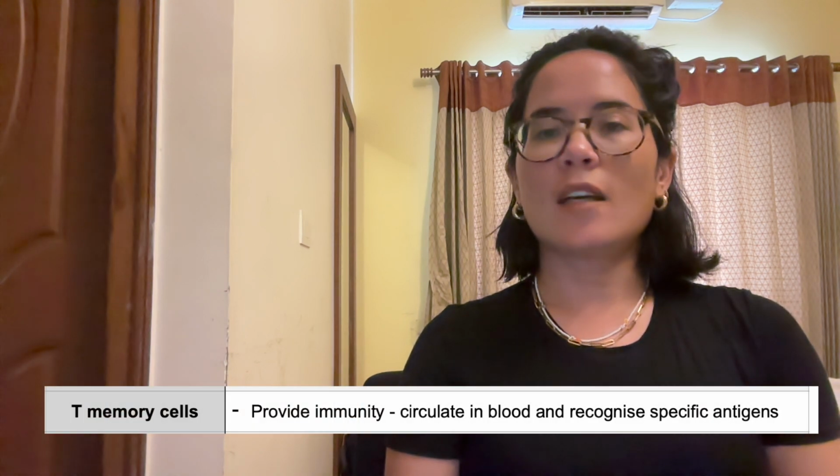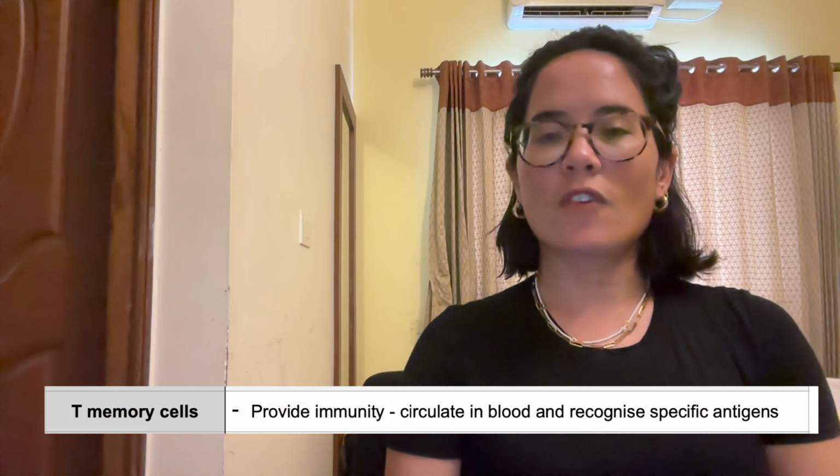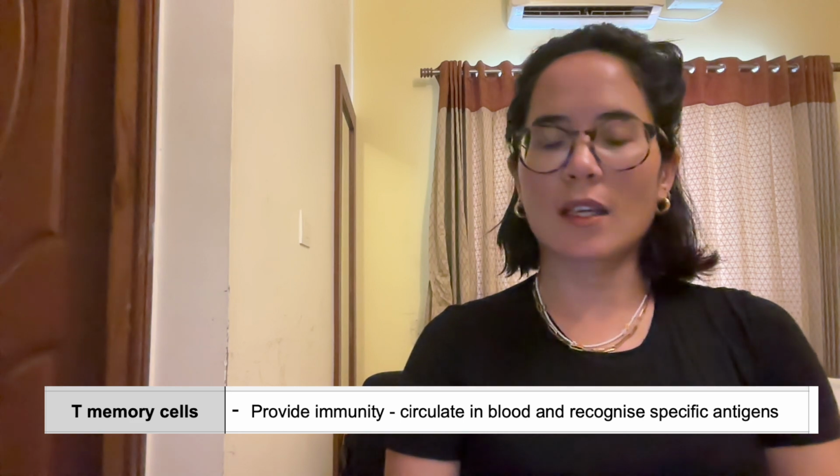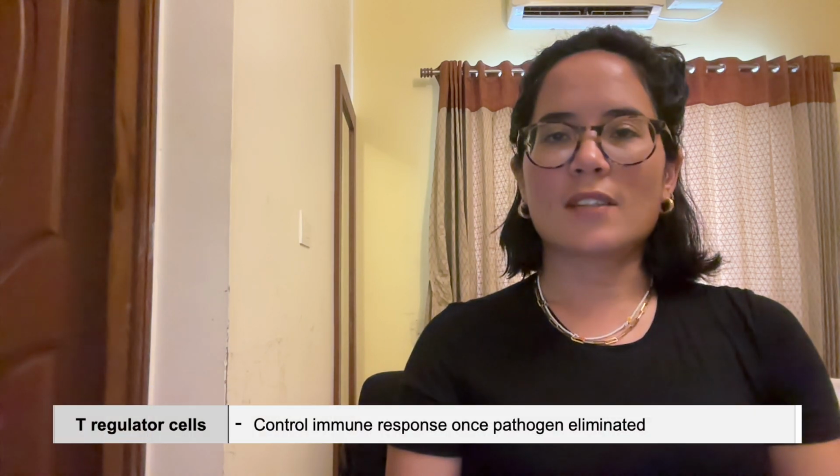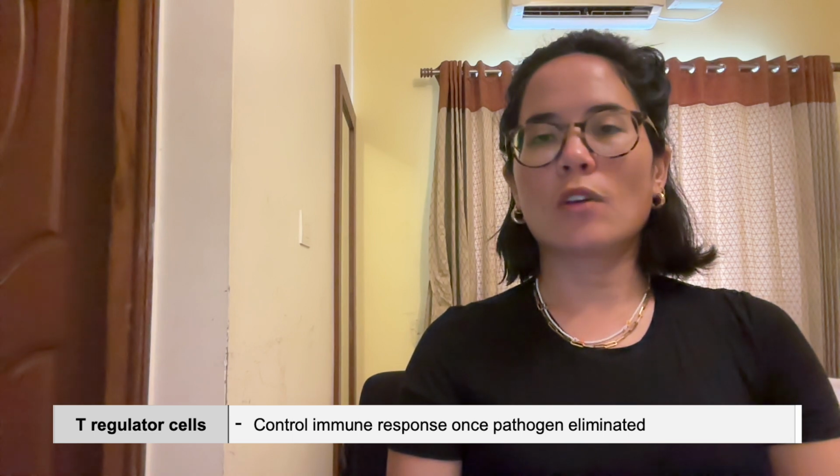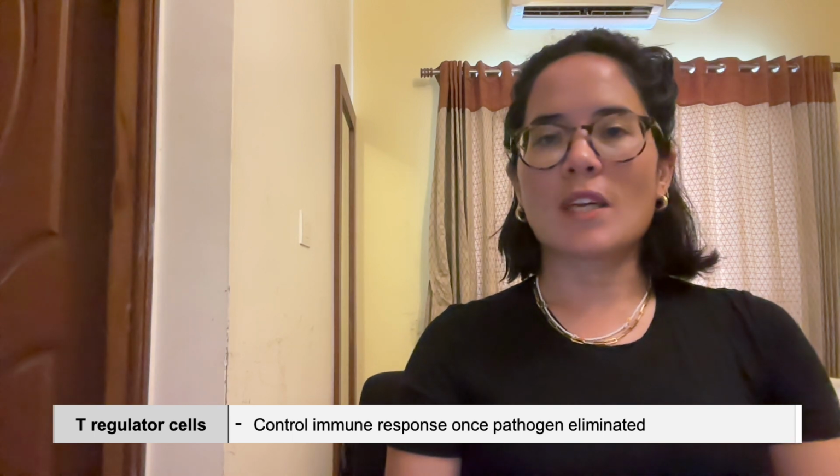The T memory cells use their name to help you remember what they do. They provide immunity, they circulate in our blood, and they recognize those antigens far more quickly if there's re-entry of a particular pathogen. And the T regulator cells, a fourth type of T cell, control our immune response once the pathogen has been eliminated.